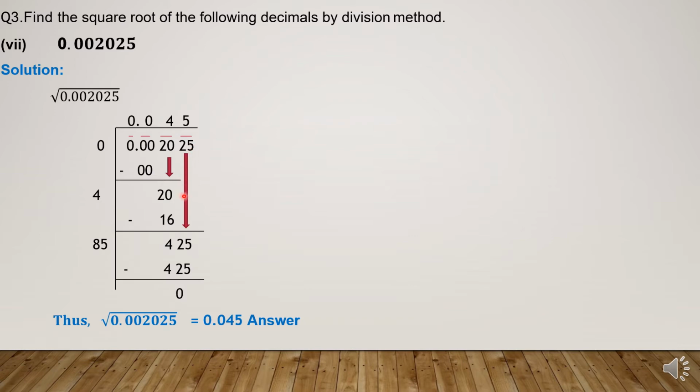The next pair will come down. The next pair is 25. Now your new dividend is 425. For the new dividend, you have to guess the new divisor. How will we make the new divisor? First, the 4 will be added to 4. 4 plus 4 is 8.